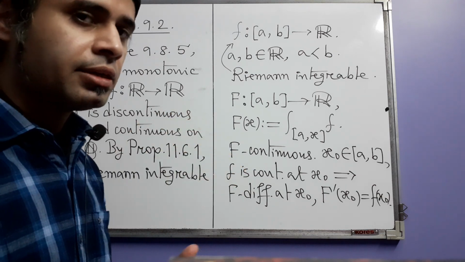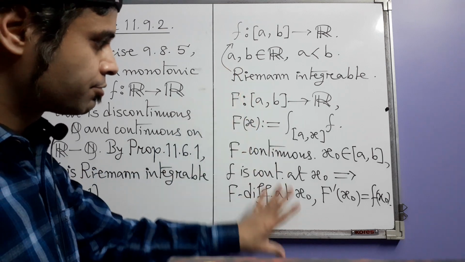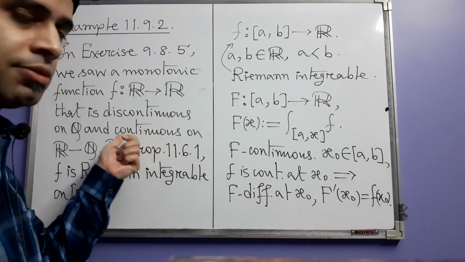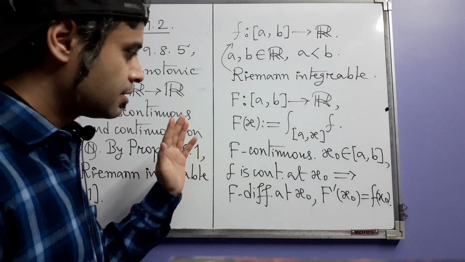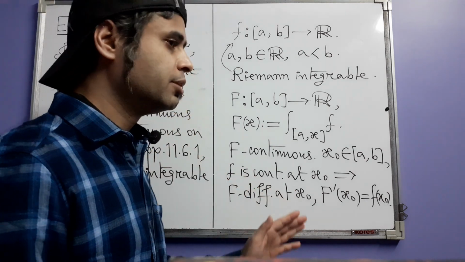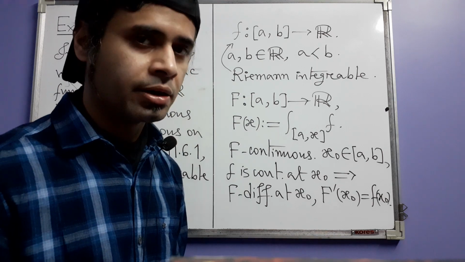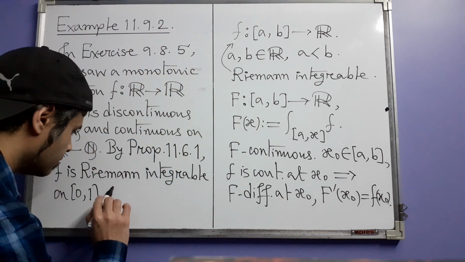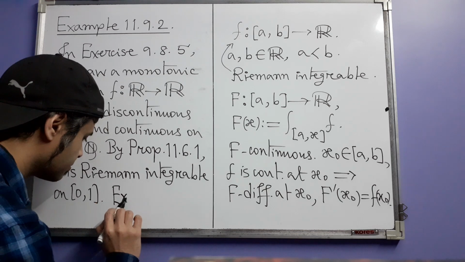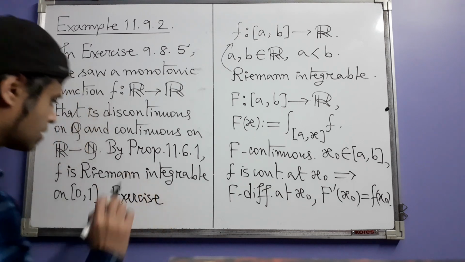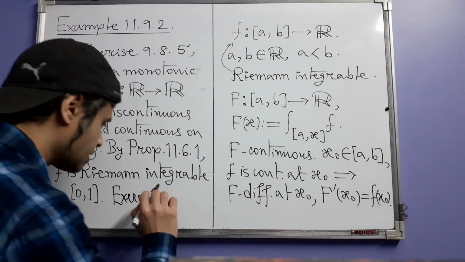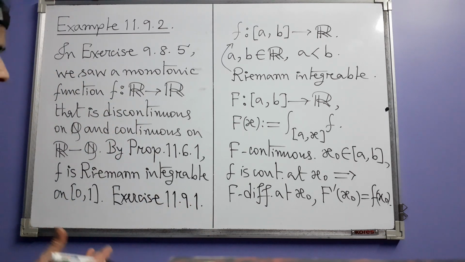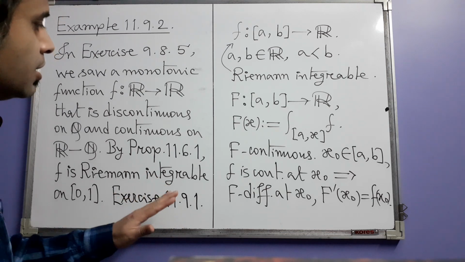But additionally, something else is also true, which doesn't follow from this first theorem, which is that capital F for our specific small f here is simultaneously not differentiable at any rational number. And this is what we will prove in the first exercise of this section. That means exercise 11.9.1.